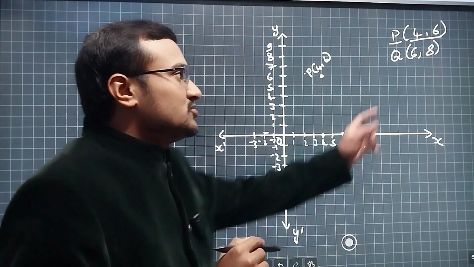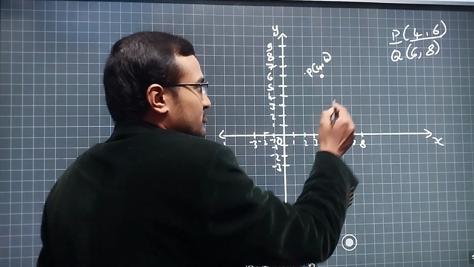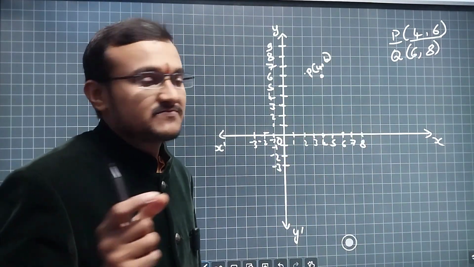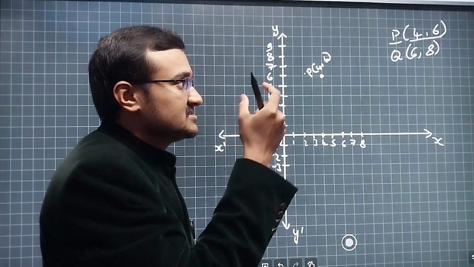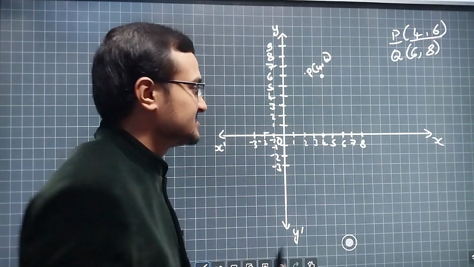Now similarly, you need to locate the Q point. So the x value of the Q point is plus 6 and the y value of the Q point is plus 8.